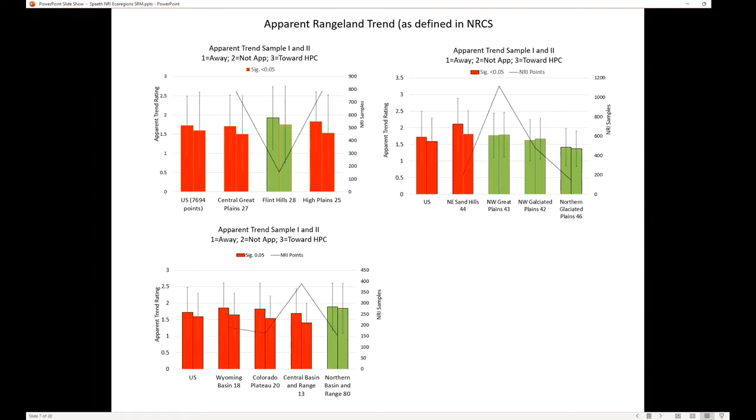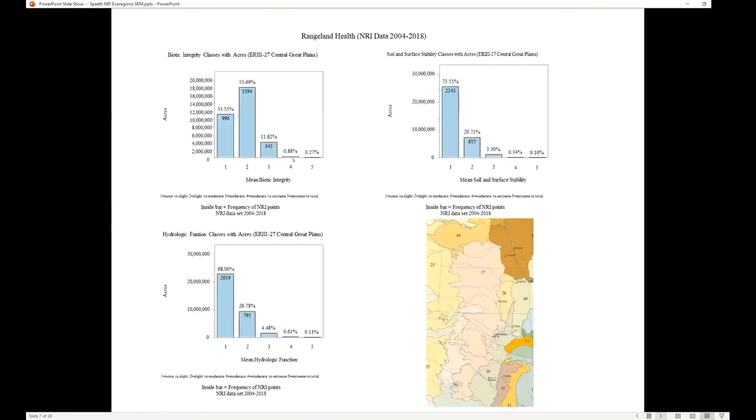And then to the right, we move up a little further north, and you see the same types of data. And then further west into the Wyoming Basin, Northern Basin, this is just an example of what we're seeing in terms of apparent trend on some of these large ecoregions. So now we'll look at rangeland health, and this is just an example of the Central Great Plains. So we subdivided the data into the categories.